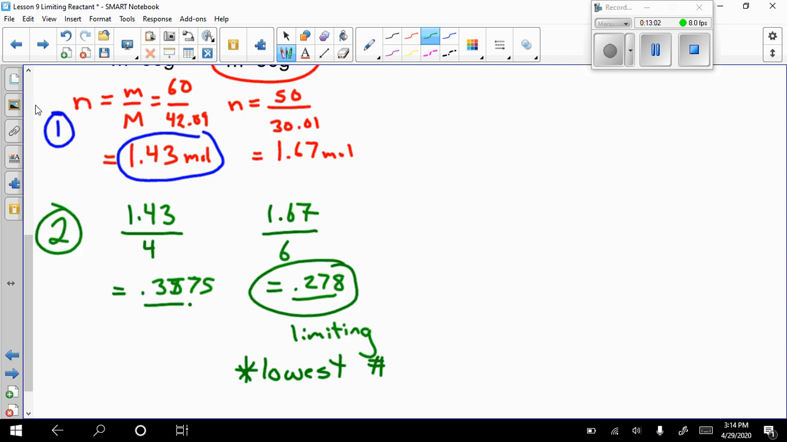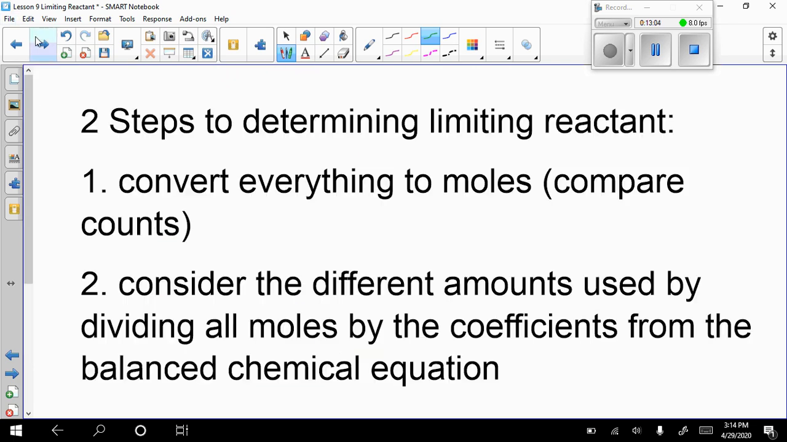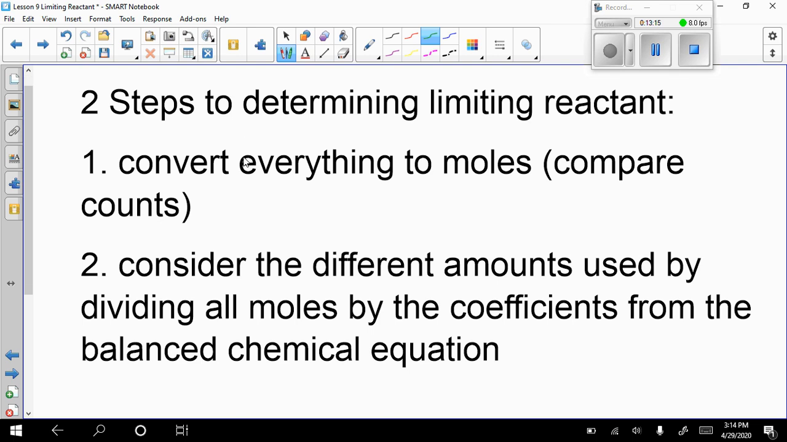Okay, well, let's try this in a question. Oh, sorry, before we do, this is just a summary of that. The two steps to determining the limiting reactant are 1, convert everything to moles in order to compare counts, and then 2, consider the different amounts used by dividing all moles by the coefficients from the balanced chemical equation. So that's kind of a summary of what we're doing here.